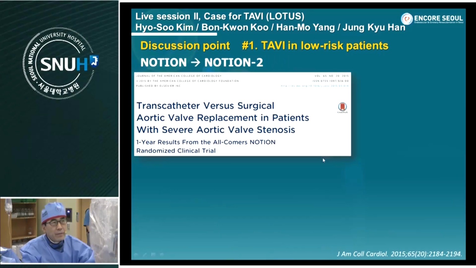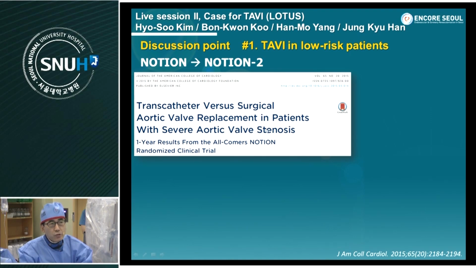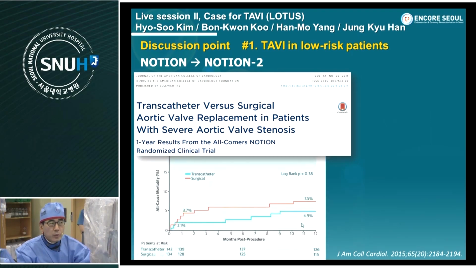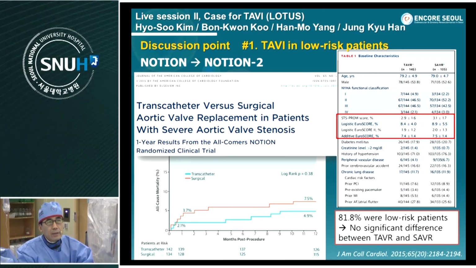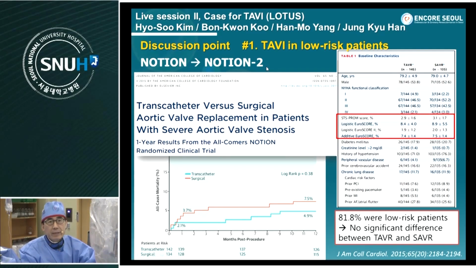The third evidence is NOTION. In the NOTION 1 trial, they compared 1-year total mortality between SAVR and TAVI. There was no difference because of small sample size, but the actual number is lower with TAVI. The important thing is that more than 80% of these patients were low risk. Thus, they launched the NOTION 2 trial to compare TAVI and SAVR in patients with low surgical risk.